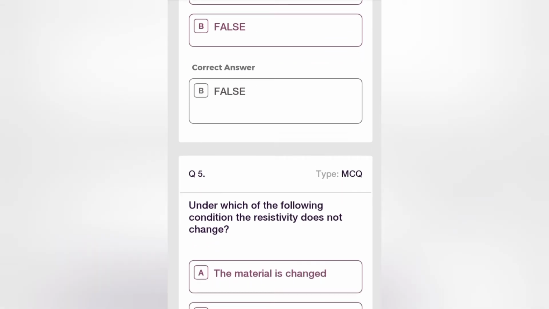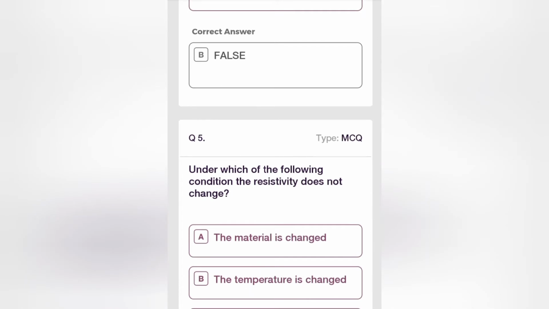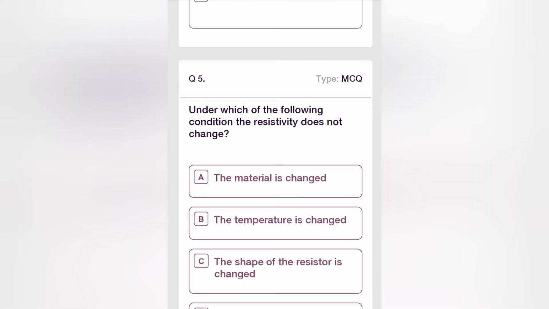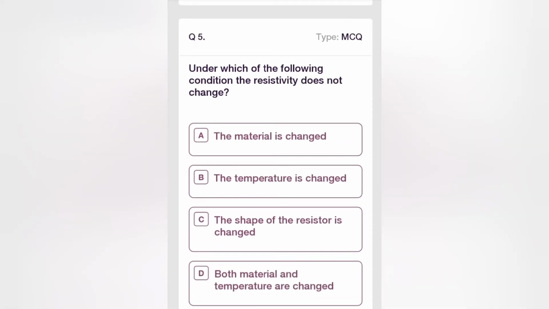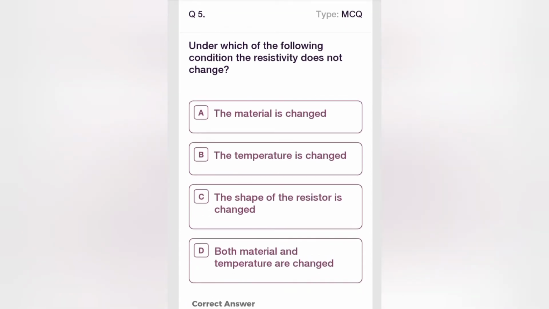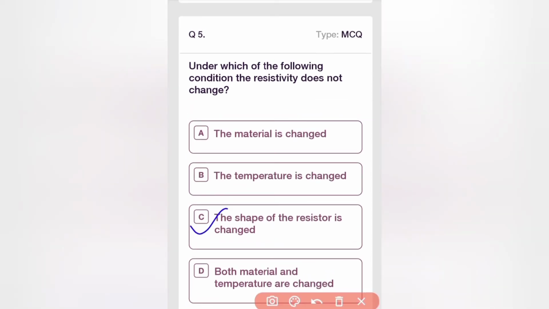Under which of the following conditions does the resistivity not change? Material is changed. Resistivity depends on material and temperature. So it is neither option A or B. So shape of the resistor is changed. It doesn't affect. Both material and temperature are changed, then it is going to affect the resistivity. So the option must be option C, which does not affect the resistivity. That means it does not change resistivity when the shape of the resistor is changed. That's right.